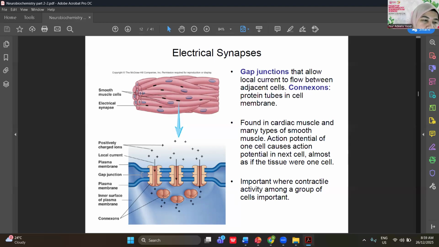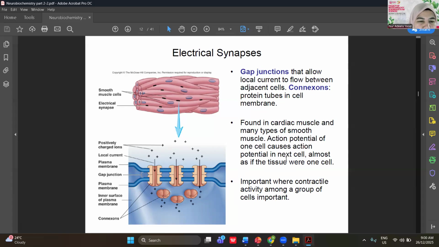So the function of this electrical synapse, basically the action. Let's discuss the gap junction. It allows local current to flow between adjacent cells. So what are connexons? Connexons are protein tubes in the cell membrane. This is the protein channels that form this gap junction. These connexons form this gap junction.